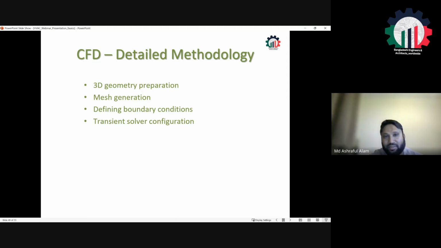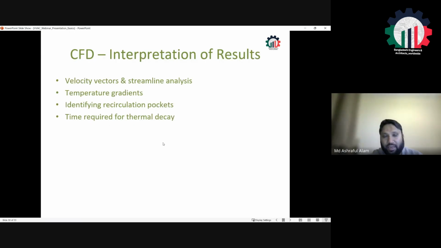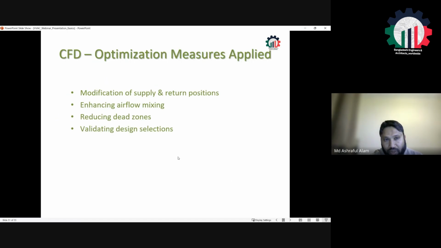For CFD analysis, most of us who are involved know that we need to do 3D geometry preparation, mesh generation, defining boundary conditions, and transient solver configuration, and then interpret the CFD results: velocity vectors, streamline analysis, temperature gradients, identifying recirculation pockets, and time required for thermal decay. I will go through this quickly and explain the whole thing in a nutshell. Optimization measures applied.